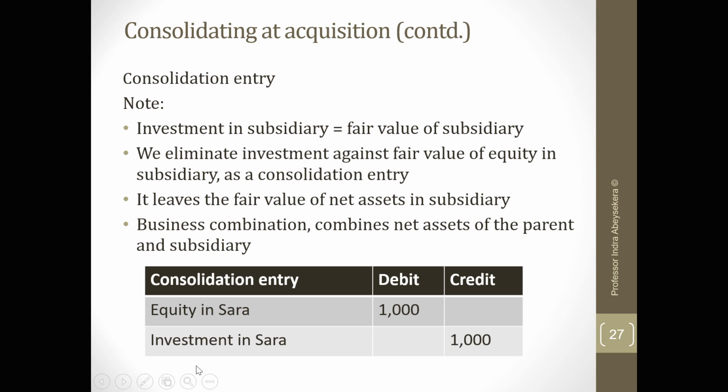So here's the consolidation journal entry. Debit equity in Sarah 1,000, credit investment in Sarah 1,000.